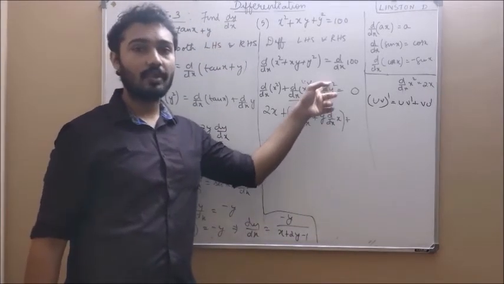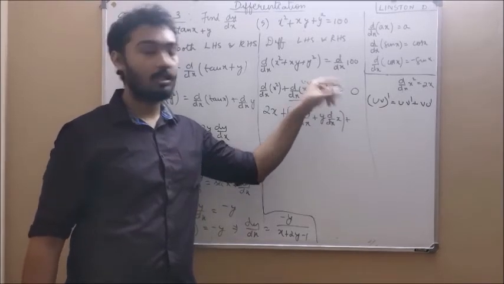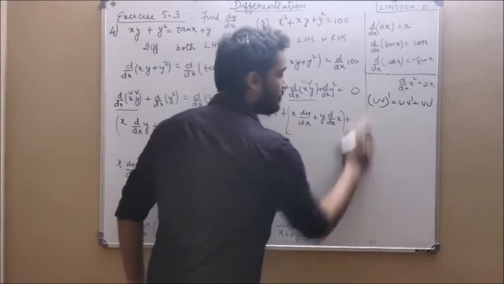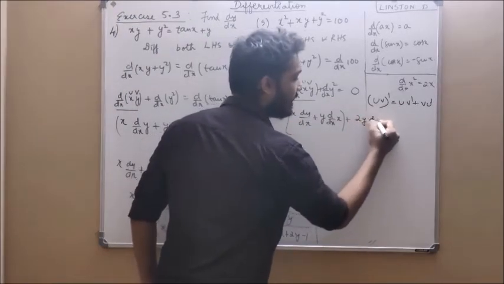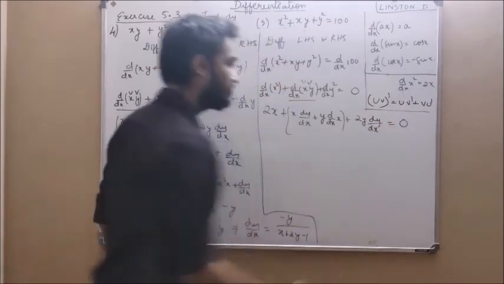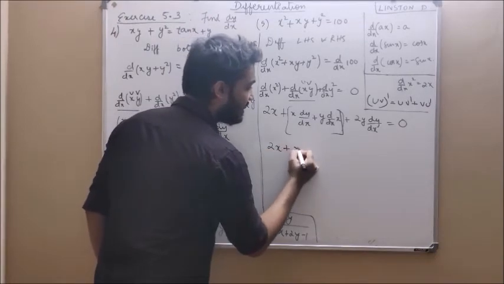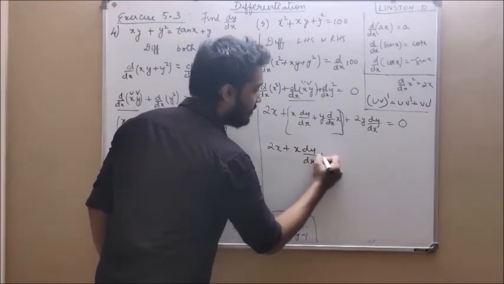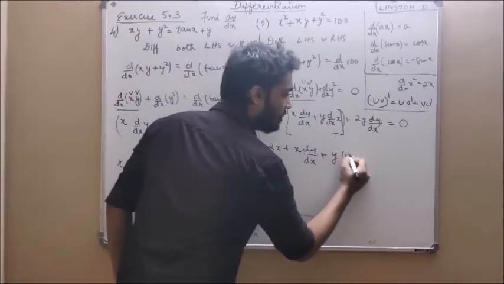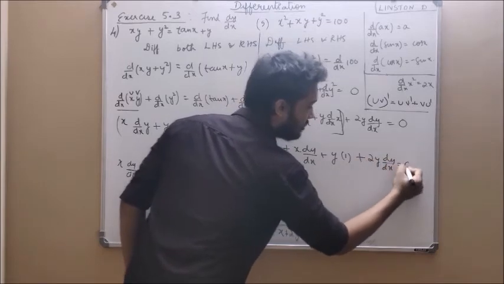What is differentiation of y square? Differentiation of x square is 2x, so differentiation of y square is 2y. y is the dependent variable, so it is 2y dy by dx equal to 0. Now we simplify this. What you get? 2x plus x dy by dx plus y into d by dx of x, which is 1, plus 2y dy by dx equal to 0.